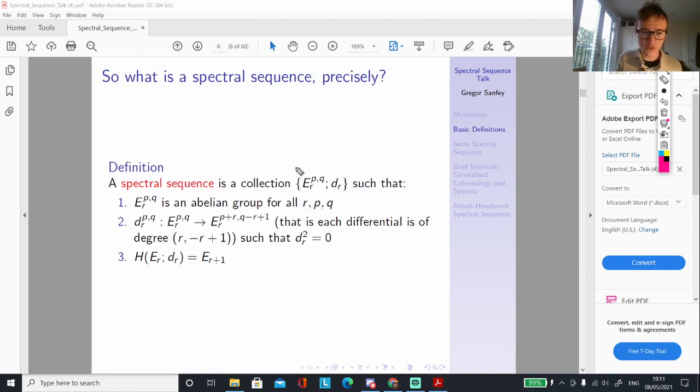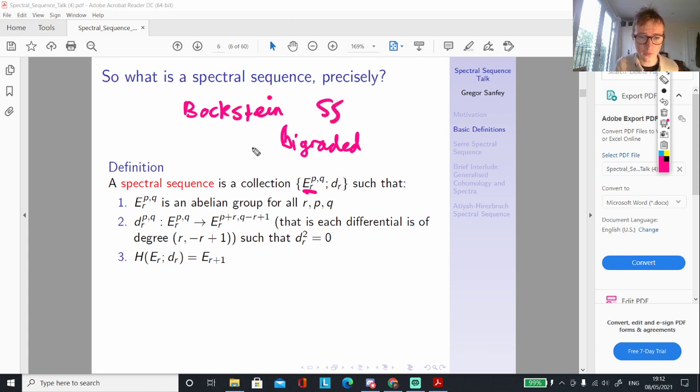So a spectral sequence is a collection, it's normally triply graded, so we're always going to have the rth page, and normally, actually no, it's not triple, it's bi-graded by these P and Q, but it doesn't always need to be bi-graded. For example, there's an example called the Bockstein spectral sequence, which isn't even singly graded, it's just E_r plus 1 and so forth. But that's a special example. 99% of the time your spectral sequence is going to be bi-graded.